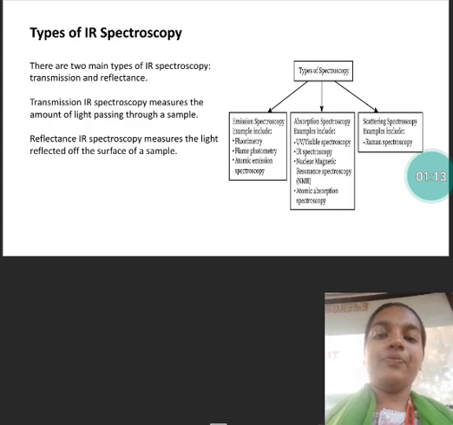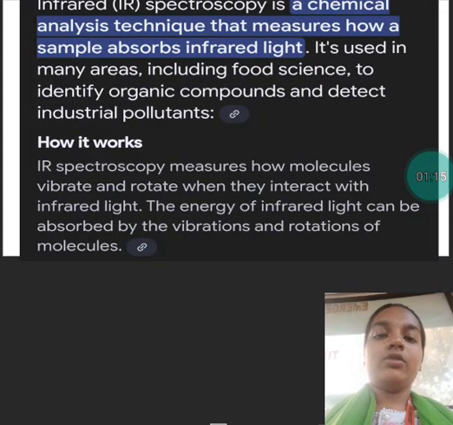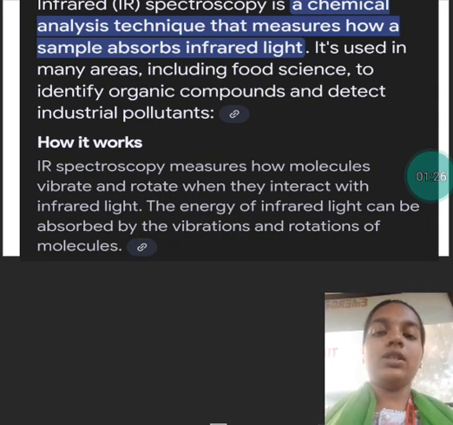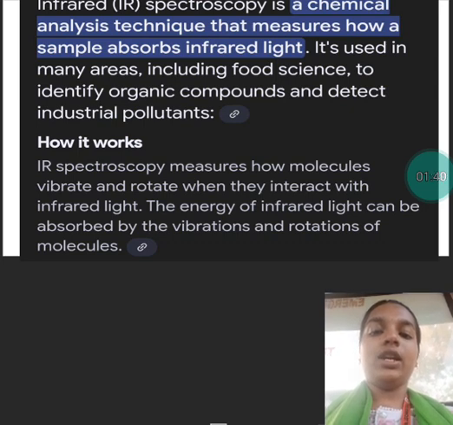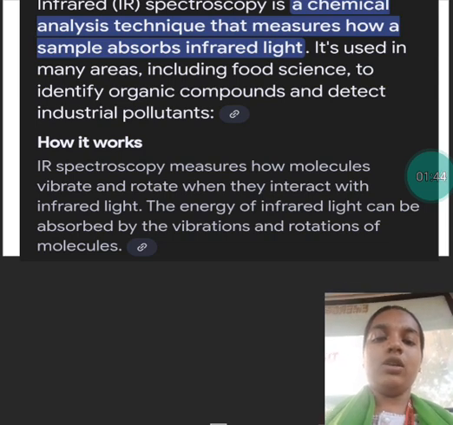Next slide. Infrared spectroscopy is a chemical analysis technique that measures how a sample absorbs infrared light. It is used in many areas including food science to identify organic compounds and detect industrial pollutants. How it works: IR spectroscopy measures how molecules vibrate and rotate when they interact with infrared light. The energy of infrared light can be absorbed by the vibrations and rotations of molecules.